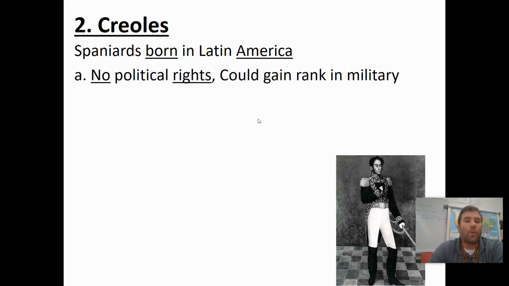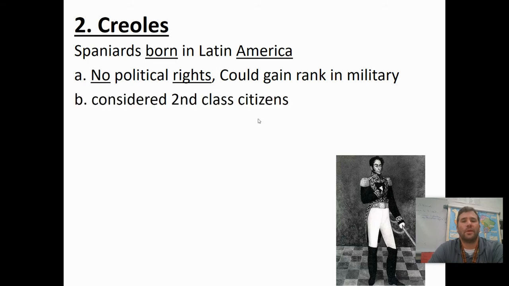Essentially, because of that, they had no political rights. They had no say in the government. They couldn't make rules about the economy. They couldn't make rules about politics. They had no political power. They could gain wealth. They could gain rank in the military, but they had no political rights.